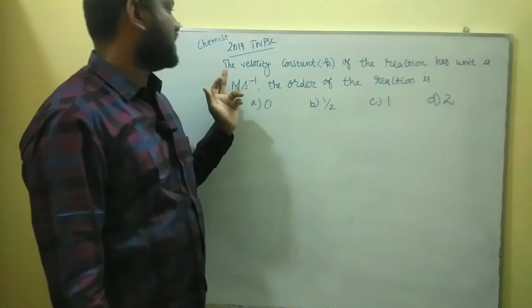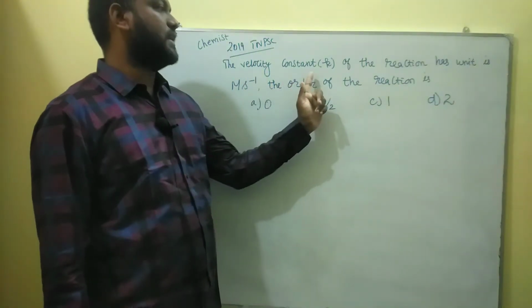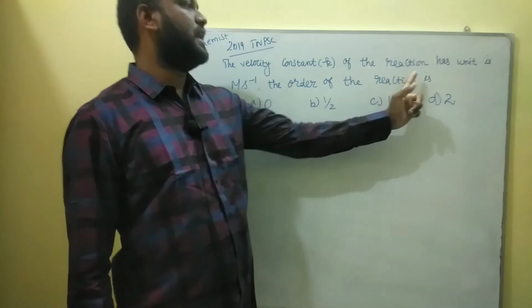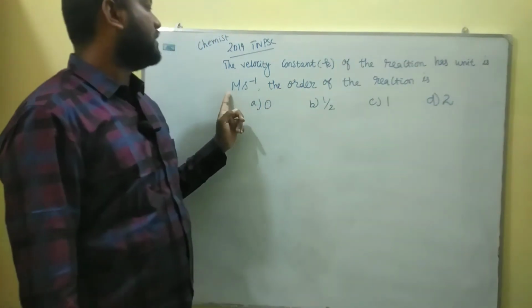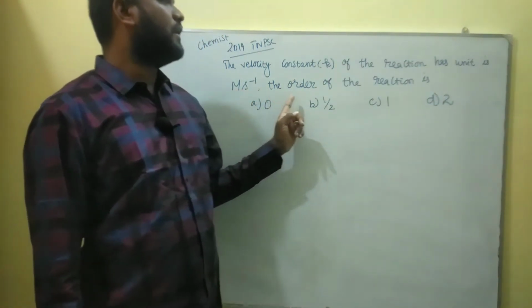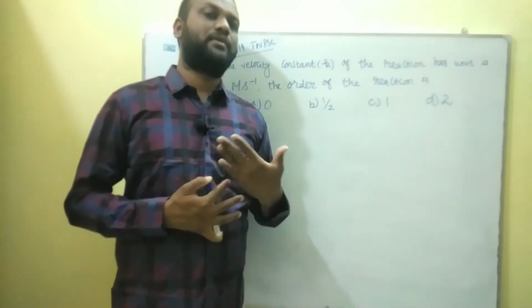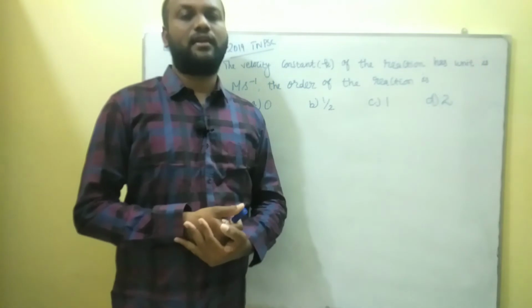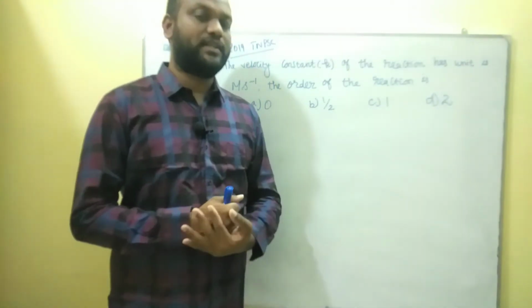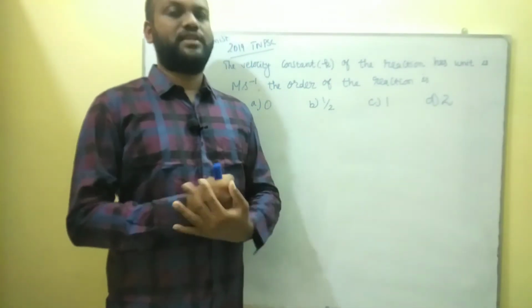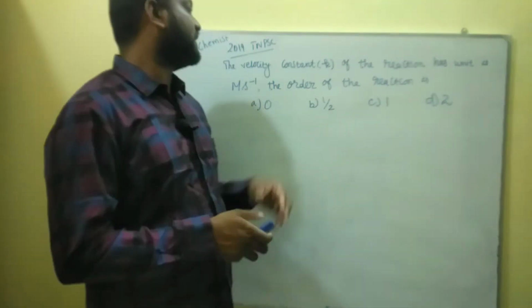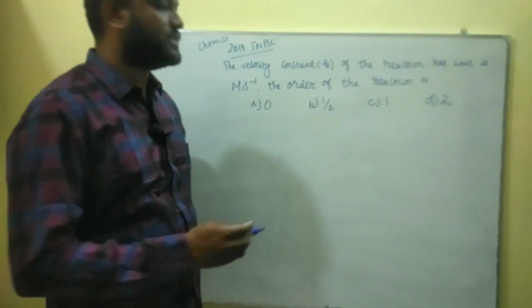Here the question is: the velocity constant K of the reaction has unit M per second. The order of the reaction is? Already we discussed such types of questions when uploading the order of the reaction and the unit of the reaction. Very simple question like this. Okay, so it is easy to find the order of the reaction generally.